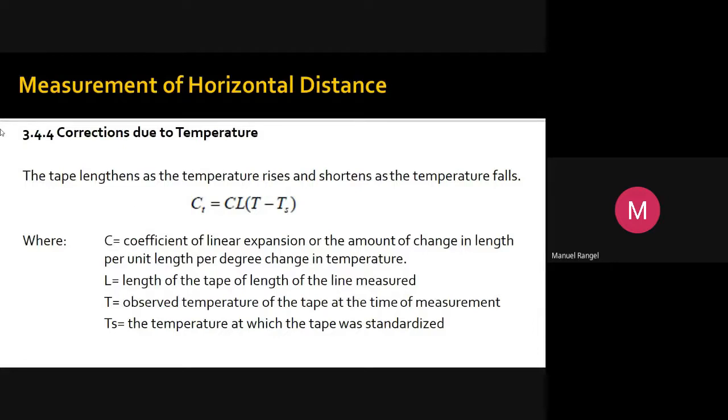Then the sign of the resulting correction for temperature, Ct, is either positive or negative and is added algebraically to the length measured to obtain the correct length. So a positive value will result if the temperature during the time of measurement is greater than the temperature used during standardization. It also means that the tape was lengthened, expanded, and thus described as too long.